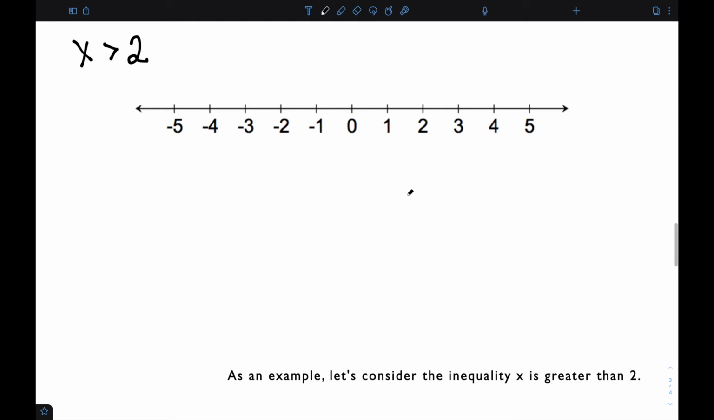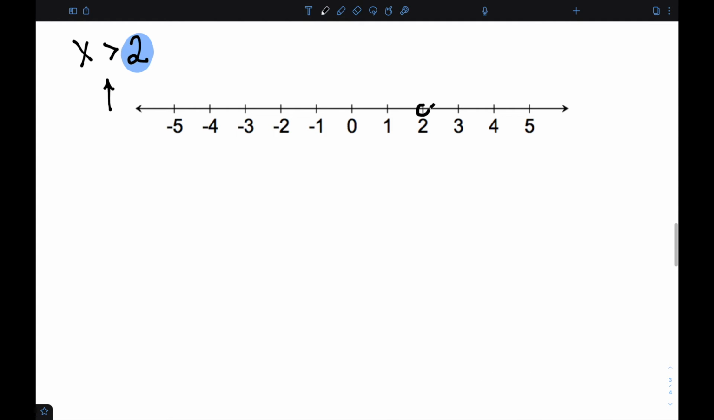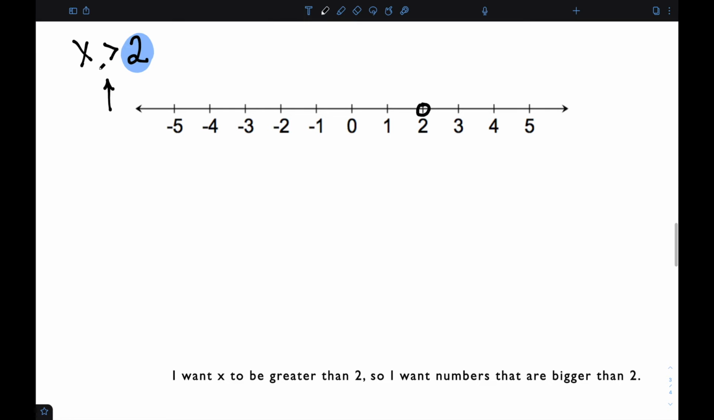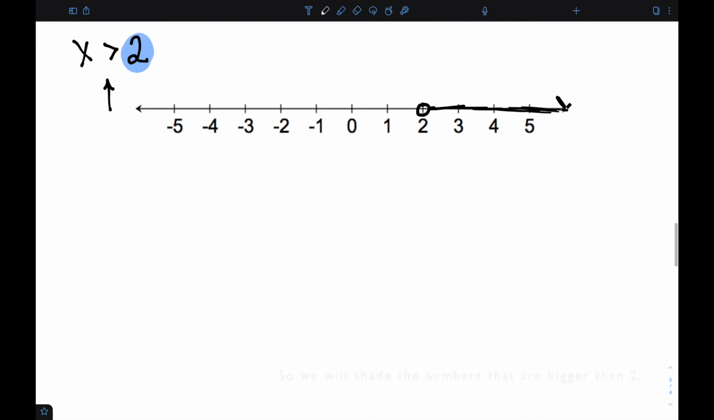As an example, let's consider the inequality x is greater than 2. So the greater than symbol tells me I put an open dot, and we're going to put an open dot on 2. I want x to be greater than 2, so I want numbers that are bigger than 2. So we'll shade the numbers that are bigger than 2. And then we have the graph of this inequality.